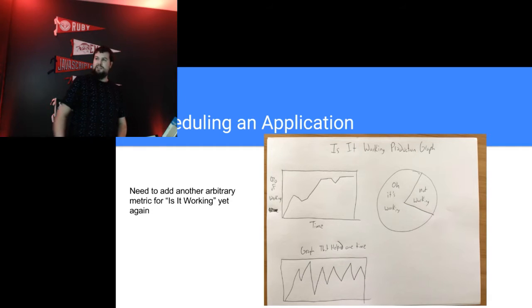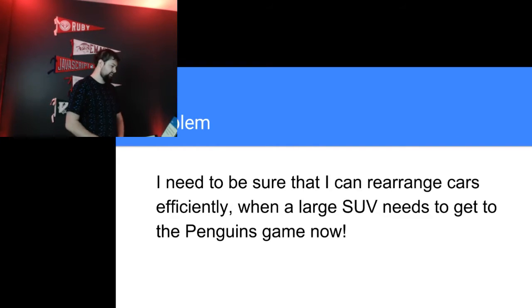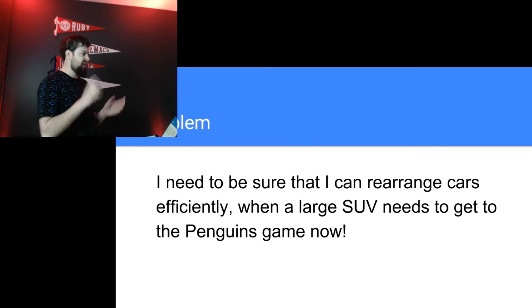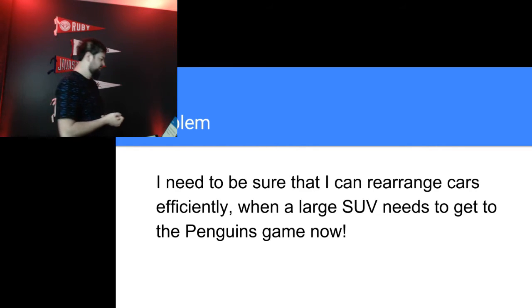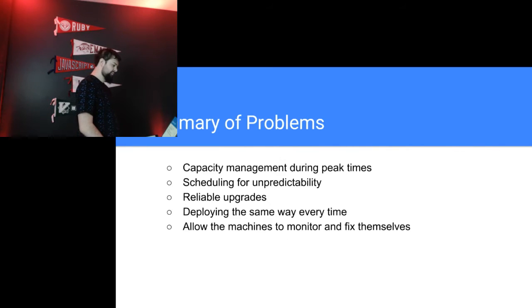Scheduling an application, you can also figure out where things are fitting in with your work in production graph. So the problem: I need to make sure that I can rearrange cars efficiently. When that large SUV comes in and needs to get to the Penguins game, I need to make sure that I can reshuffle my applications appropriately in order to both satisfy me making more money, but also saving space for the big applications to come along that might not play into the way that I'm used to moving my cars around.